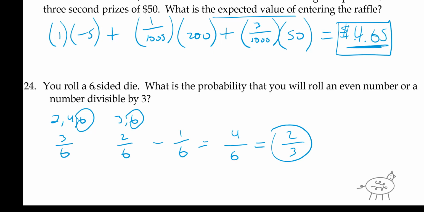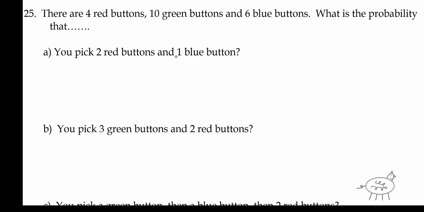Oh, almost done. Okay, there are 4 red buttons, 3 green buttons, and 6 blue buttons. What is the probability that you pick 2 red buttons and 1 blue button? So again, there's no order here, math fans. And if it doesn't say anything, it's with replacement.